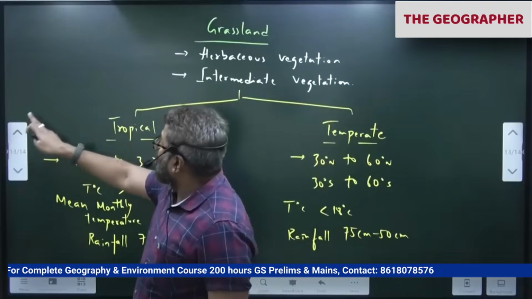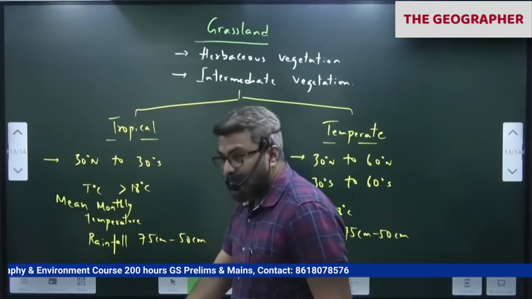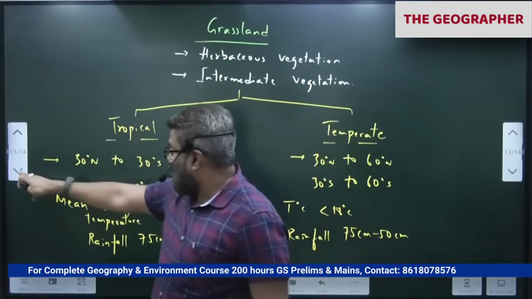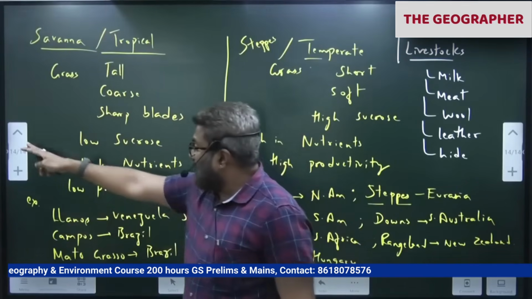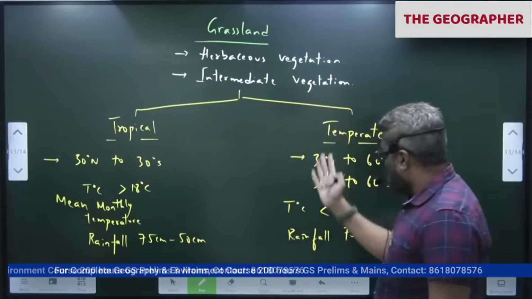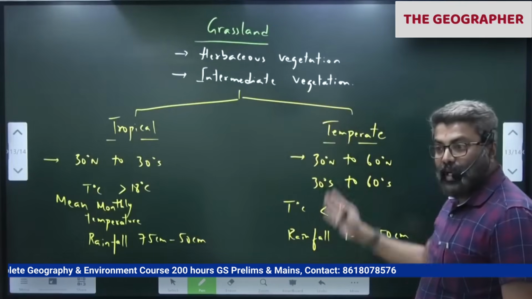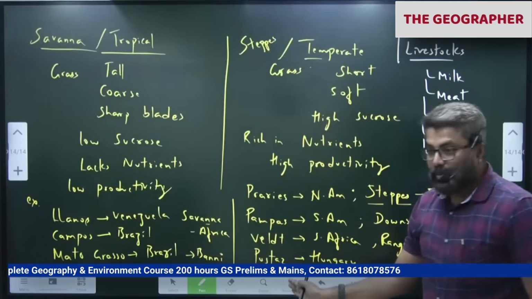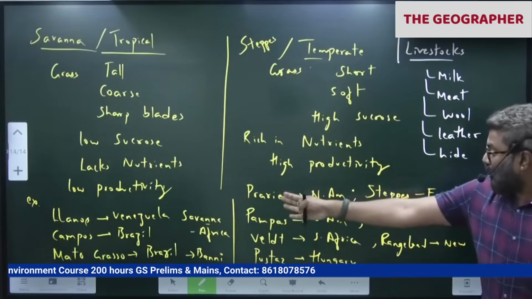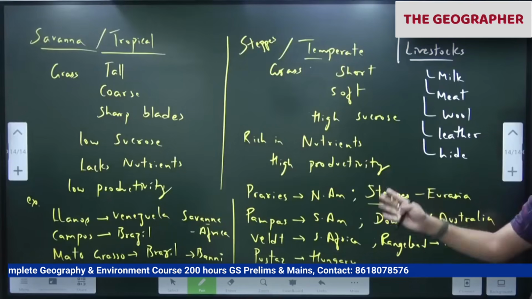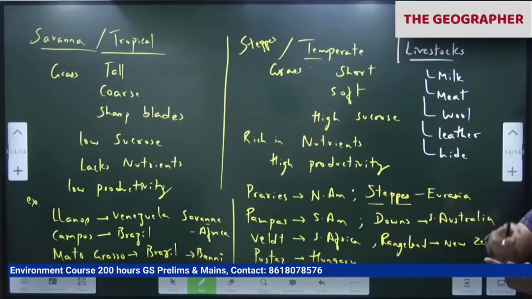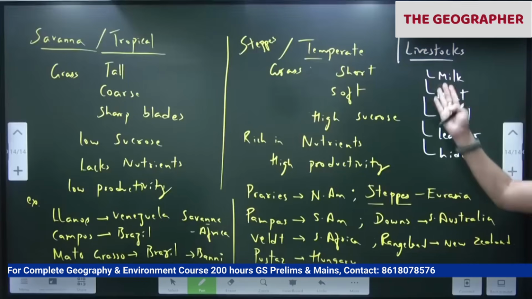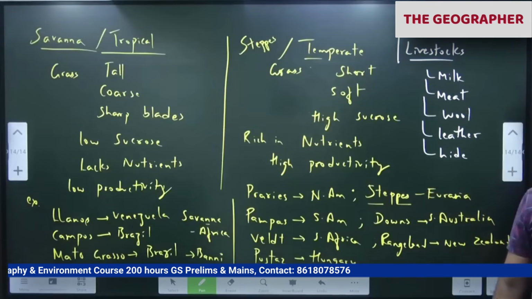If they ask tropical grassland, you write this side, one side, this full. If they ask temperate grassland, you start this side. Only one part you write. If you are giving an example also, you'll get full marks, because climate we have mentioned, vegetation also we have mentioned, and livestock rearing.